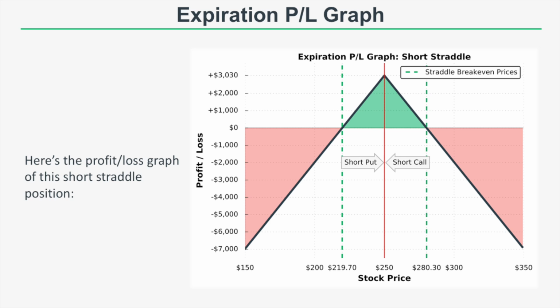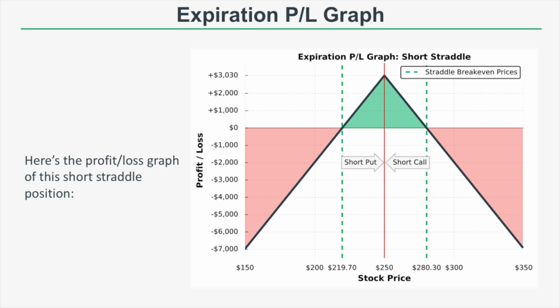So our break-even range in this trade is $219.70 all the way up to $280.30. So while the maximum profit potential is achieved if the stock price is right at $250, we can make money on this position if the stock price is anywhere between $219.70 and $280.30. So as we can see here, we have a pretty wide profit range.